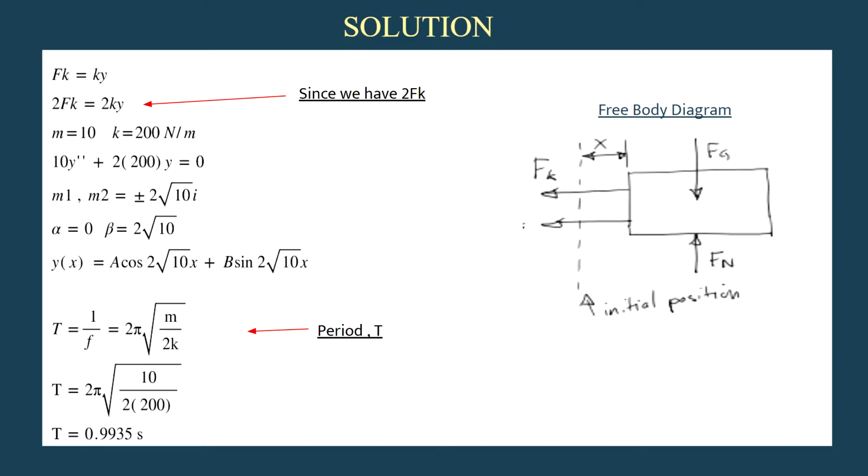Now we will find the period of the system. The equation for the period that we know from secondary school is T equals 1/f, which is the same as 2π√(m/2k). We use 2k because we have two springs. So we just use the information from the equation, which means m equals 10 and k equals 200 N/m. So we get the answer for the period, which is 0.9935 seconds.